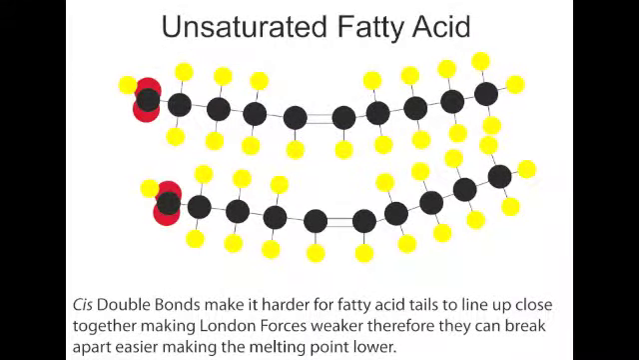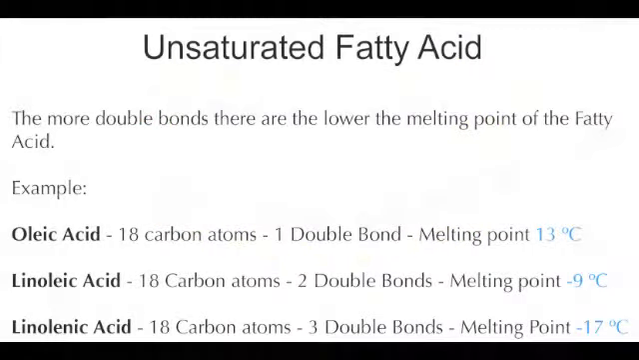With unsaturated fatty acids, the cis double bonds don't enable the fatty acid tails to lie up close together, making the London forces weaker. Therefore, they can break apart more easily, making the melting point far lower than saturated fatty acids. Here you can see examples of unsaturated fatty acids. You can see that the melting point becomes lower with the increase of double bonds.